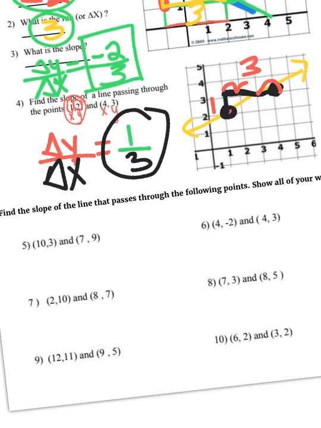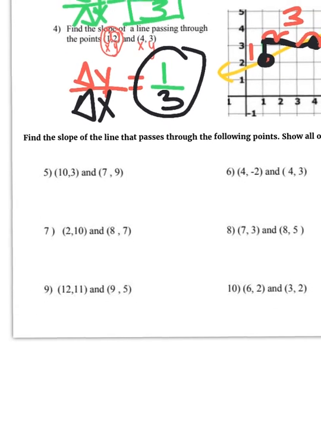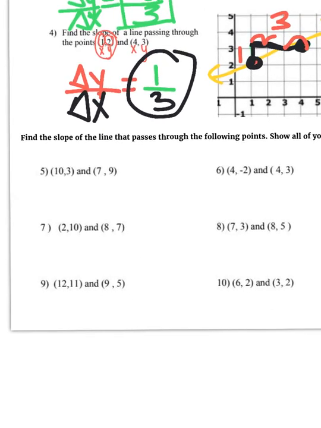If you don't understand exactly how to find that when you're graphing something, maybe you rewind the video and rewatch those. If you still don't understand, let me know. Okay, so on these 6 problems, you're going to find the slope of the line that passes through the following points. Show all of your work.